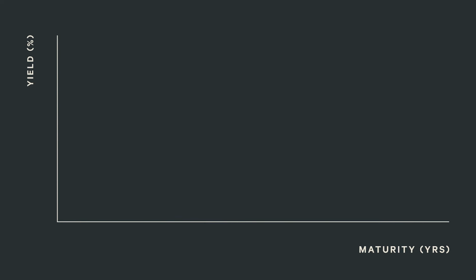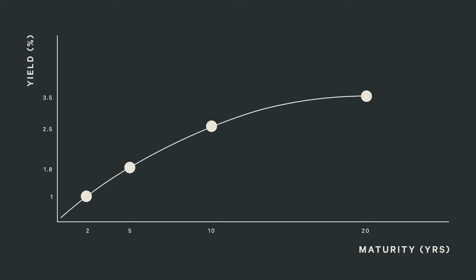So a healthy yield curve or a normal yield curve will give you a lower return for a shorter-term investment and a higher return for a longer-term investment. So they're incentivizing long-term commitment. For example, if a 2-year bond offers a 1% yield, a 5-year bond would offer a 1.8% yield, a 10-year bond would offer a 2.5% yield, and a 20-year bond would offer a 3.5% yield. So looking at the graph, when these points are connected, we have the shape of a normal yield curve.